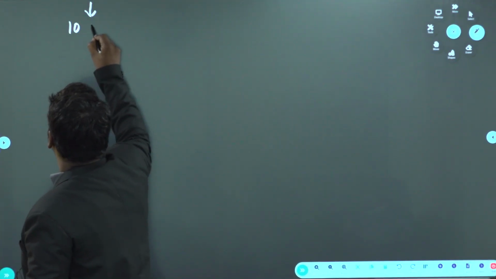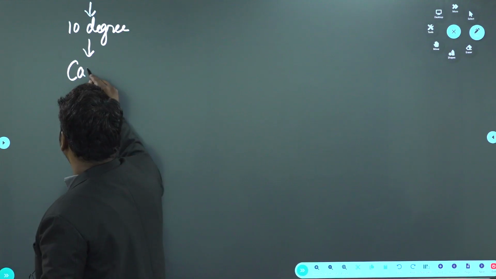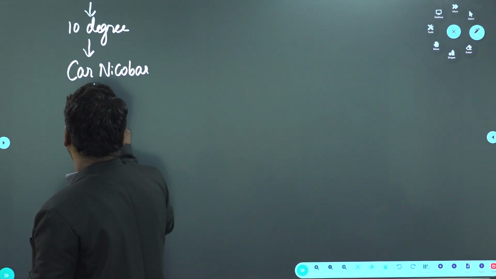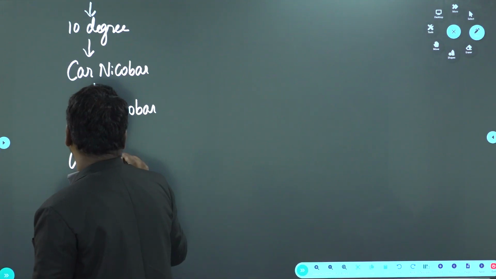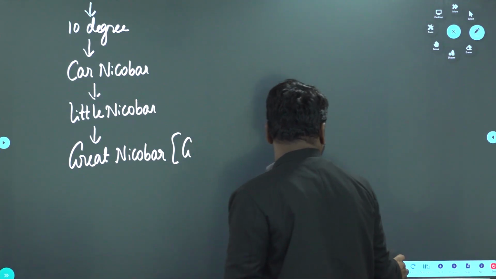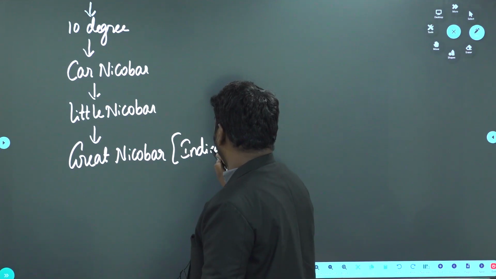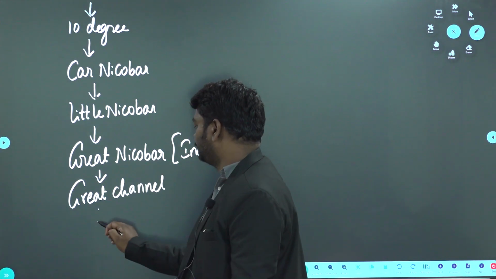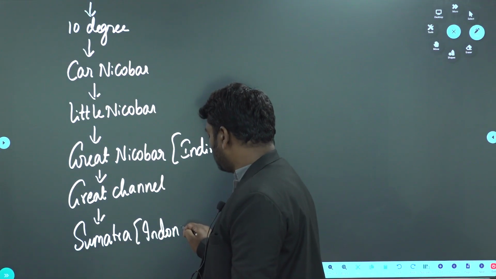Next. After Little Andaman, you'll have the 10-degree channel. Car Nicobar, Little Nicobar, Great Nicobar. Indira Point is there. Great Channel. Sumatra of Indonesia.